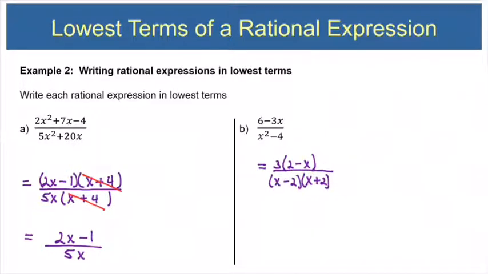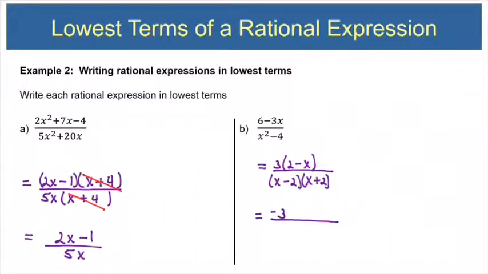So what we want to do in a case like this is factor a negative 1 from one of the factors. It doesn't matter which one. But let's factor a negative 1 from the top. Now when I do that, that negative is going to come out front, and everything in the parentheses is going to change sign.